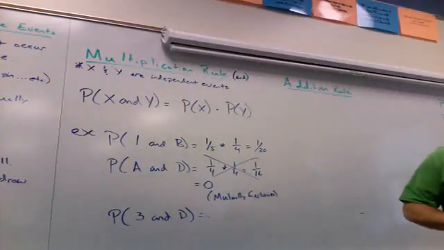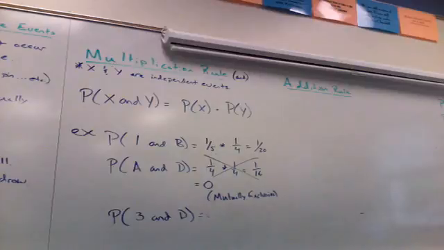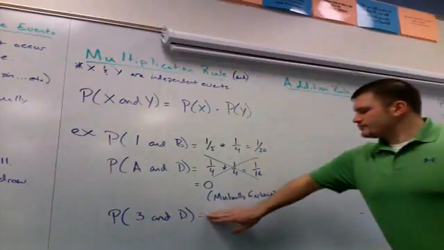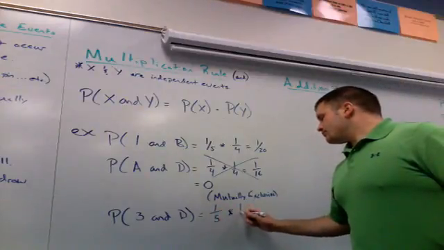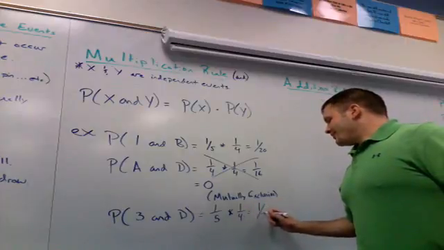Here you go, Josh. 3 and D. You can try that one. Okay. So try 3 and D. All right, probability of 3 and D. What's the probability of 3? 1 over 5. What's the probability of D? 1 over 4. Okay, good. The answer is 1 out of 20.